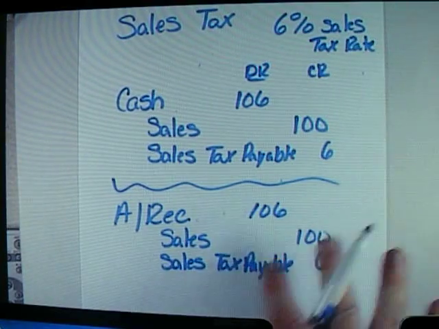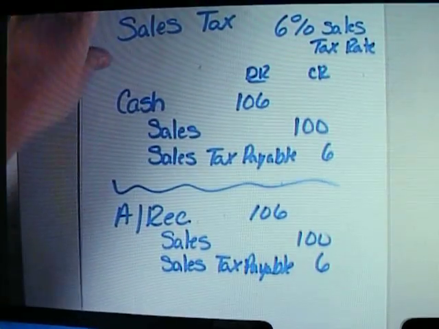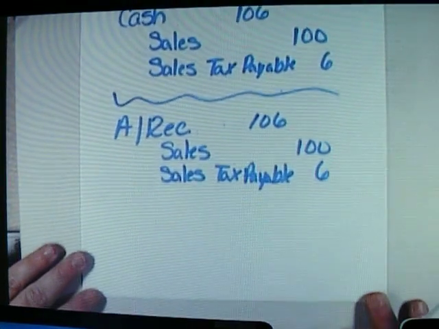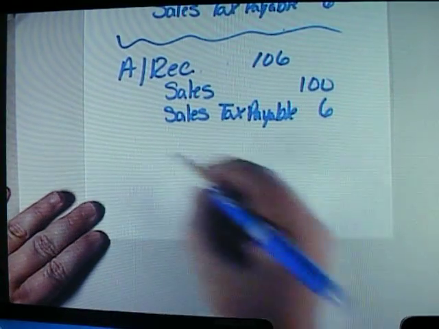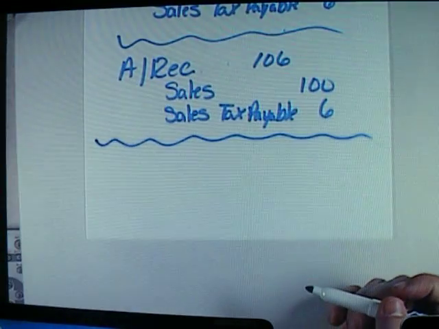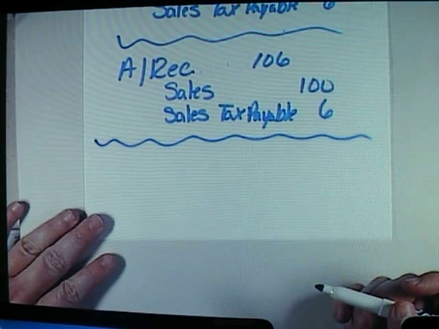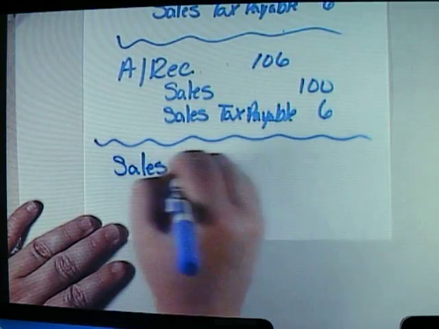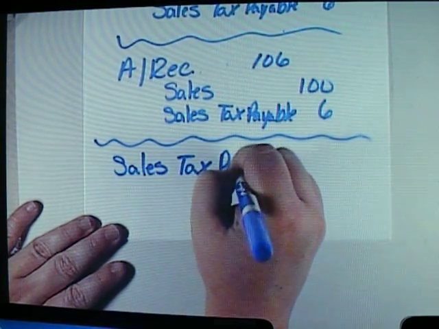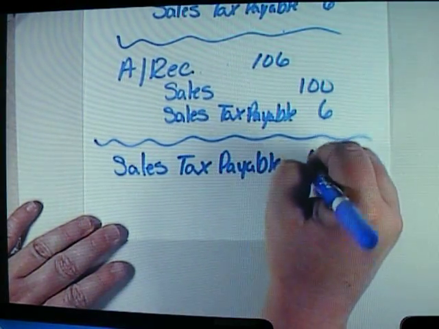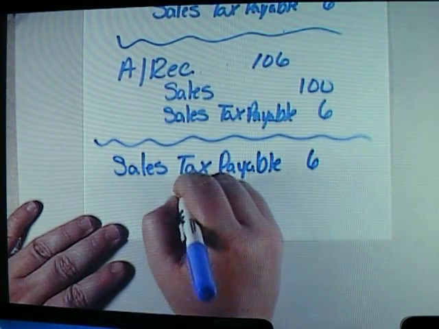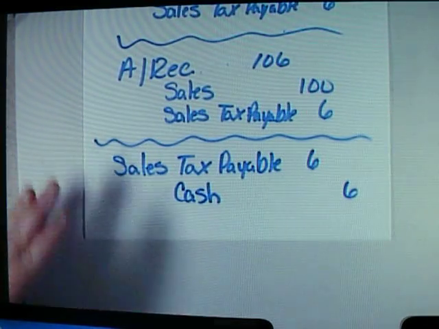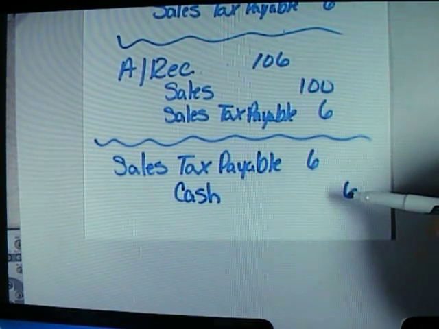Okay, so once we see how to journalize how to receive it, let's look at the journal entry to pay this particular item. I'm just going to push the page up a little bit so we can look at how to pay our sales tax. When the time comes the following month to pay the sales tax, we're simply going to debit sales tax payable by $6, and we're going to credit cash, because that's how we paid for it, $6. A debit to sales tax payable and a credit to cash.